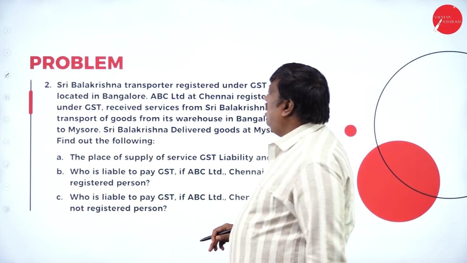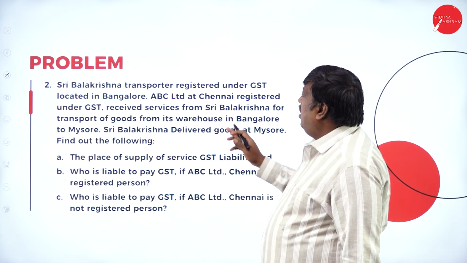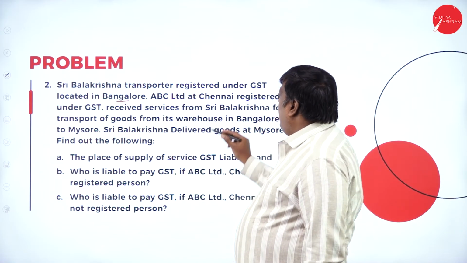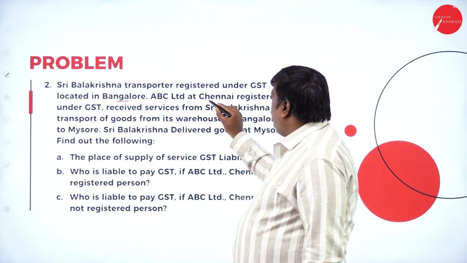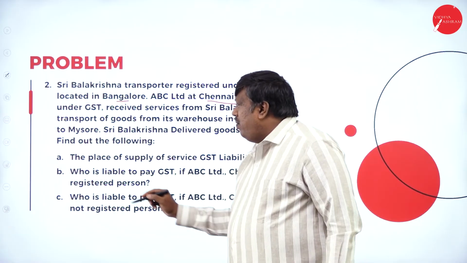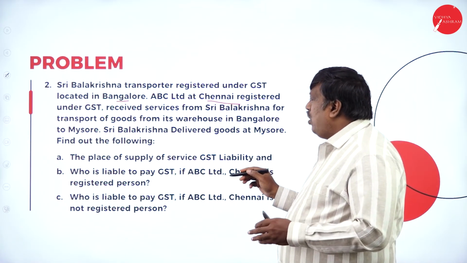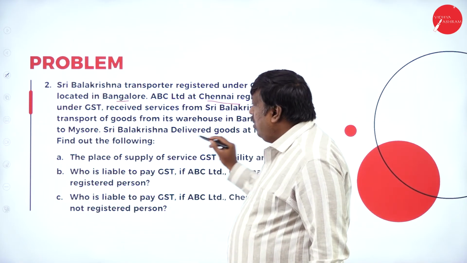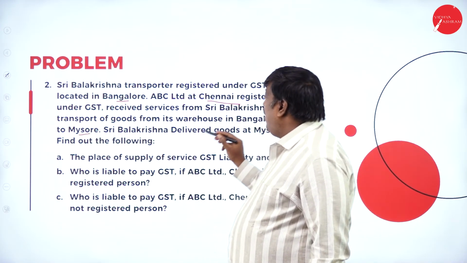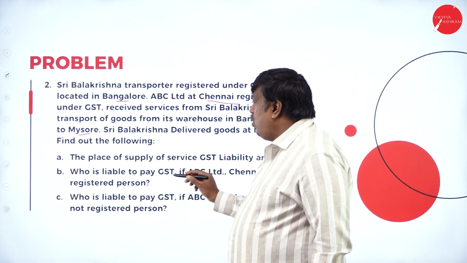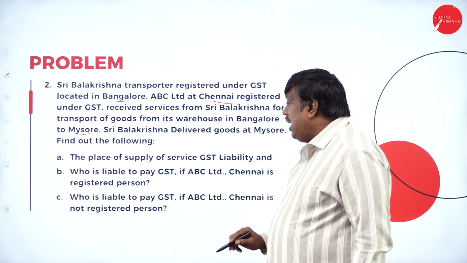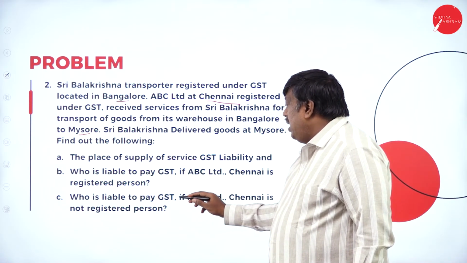Next problem, Mr. Balkrishna, a transporter registered under GST, is located in Bangalore and is transporting goods to Chennai. Now we have to calculate each and every concept properly. The transport of goods from a warehouse in Bangalore to Mysuru. So from Bangalore to Mysuru, I have to transfer the goods. The place of supply should be considered here. Who is liable to pay tax and who is liable to pay GST?